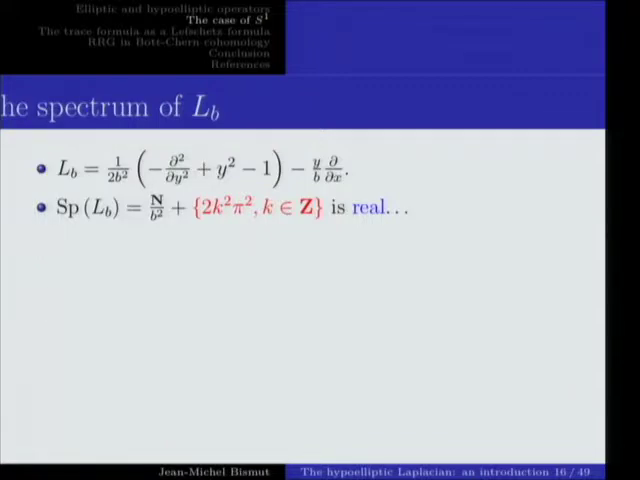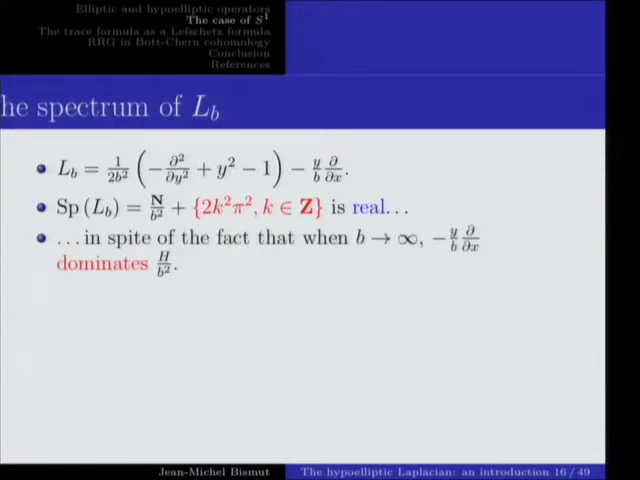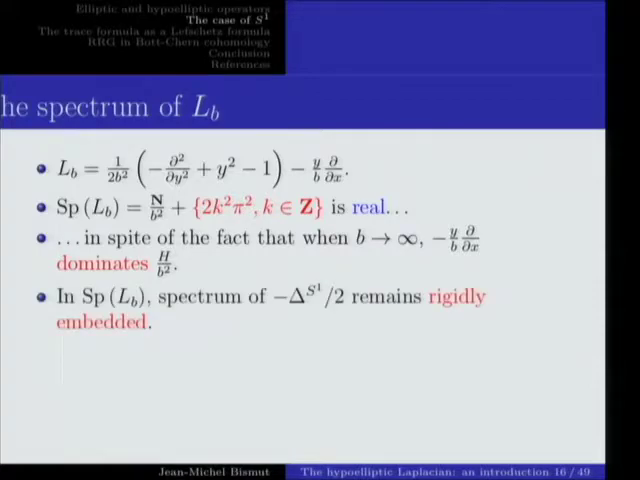And also the fact that the spectrum remains real, although as b tends to infinity, the antisymmetric piece of the operator takes over. So something like this could never be true in finite dimensions. Again, I pointed out that the spectrum of the original Laplacian remains rigidly embedded. And this is a phenomenon which will hold true in the context of locally symmetric spaces, when replacing S1 by a locally symmetric space.